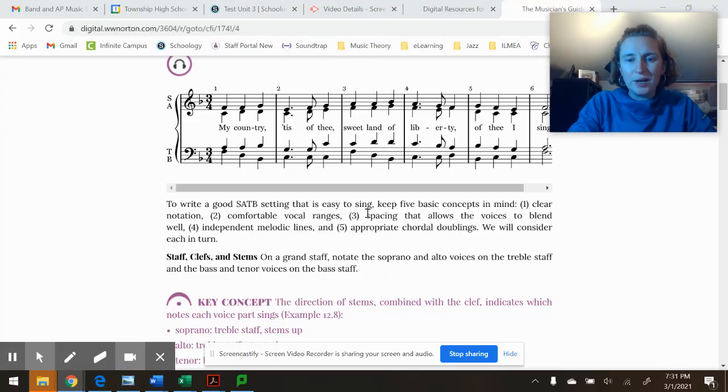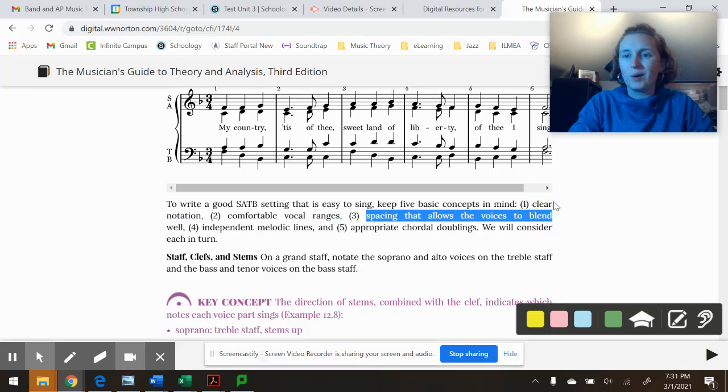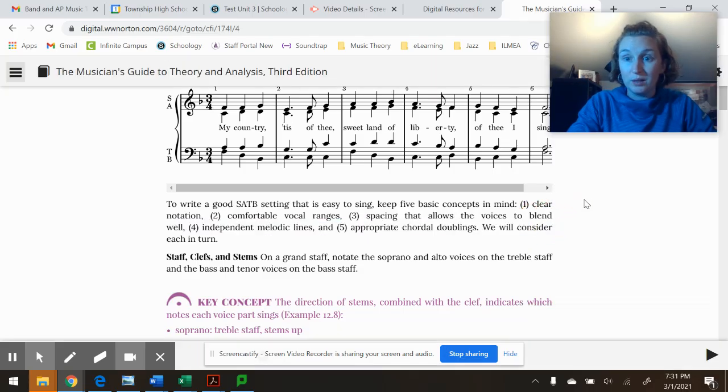Okay, this little bit right here that says spacing that allows the voices to blend well. The spacing thing is something we're going to talk about. Independent melodic lines, and appropriate chord doublings. Again, a couple of rules to follow and you're set.